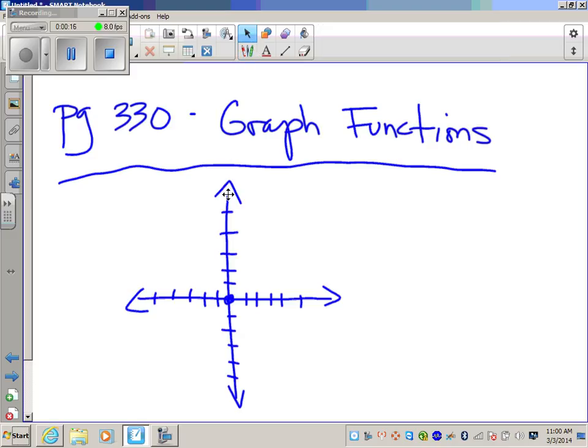A review of the coordinate plane that we did last week, middle of last week. We will be combining the concepts from the coordinate plane into functions and their rule.